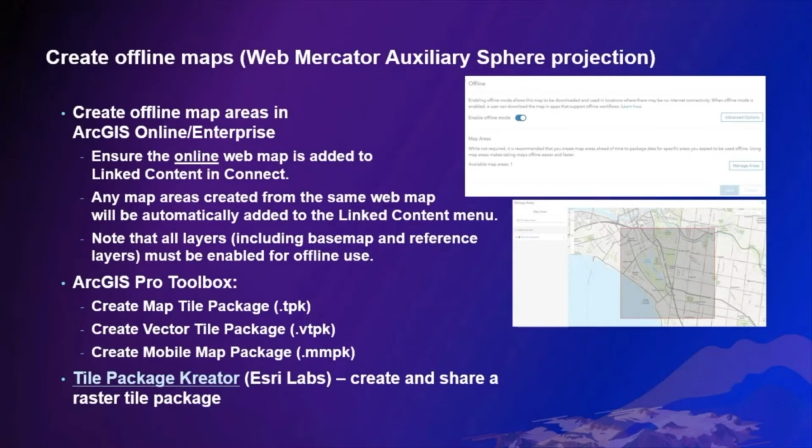You will also want to make sure that all layers of the map, including the base map and reference layers, are enabled for offline use. Another approach to making offline maps is to use ArcGIS Pro Desktop, which has tools to create a map tile package, vector tile package, or mobile map package. A third option to create your offline map is to use Esri Labs Tile Package Creator.